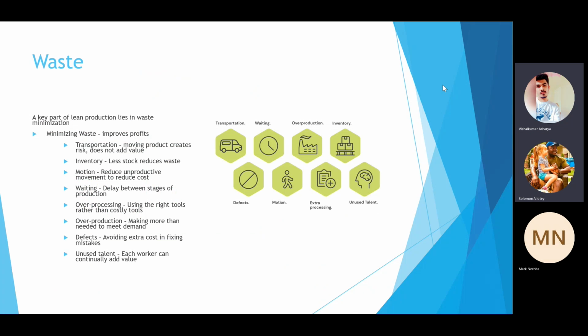Hello everyone, this is Vishal here. So if we're talking about the waste, then lean production has a major concern about minimizing the waste and improving the profit. Therefore, to minimize the waste, lean has certain categories, which are transportation, inventory, motion, waiting, overprocessing, overproduction, defects, and unused talent.